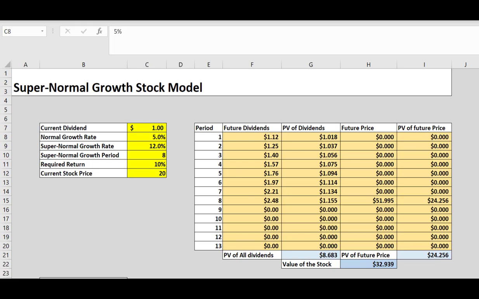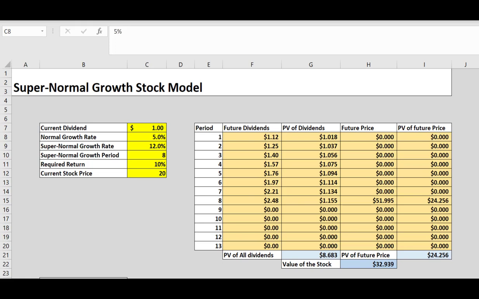There is another type of dividend growth that we need to address when thinking about valuation. It's referred to as the supernormal growth stock model, sometimes referred to as the variable growth model. We're going to look in this case at the very simplest kind of example.